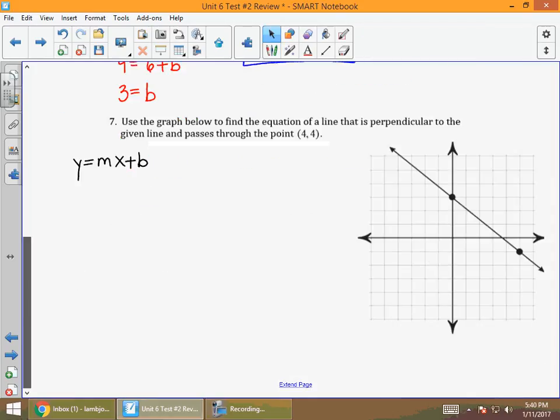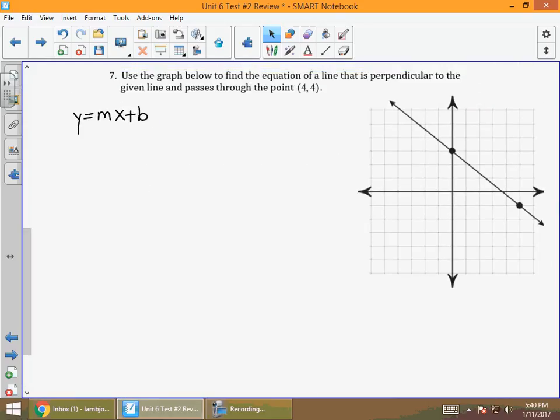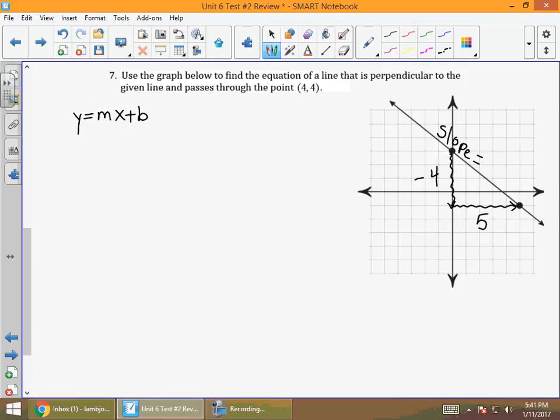So I'm going to pull down this y equals mx plus b. I'm going to do it again. This time they don't give me the equation of a line. They just show me a picture of the line. So this line has a slope of, it goes down 1, 2, 3, 4, and it goes to the right 5. So this slope is equal to -4 over 5. That's the slope of the line that they give me, is -4 over 5.